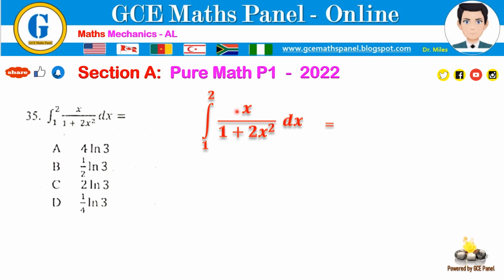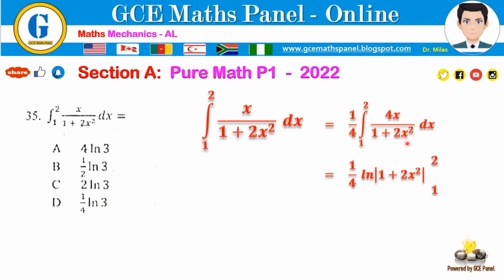So I'll multiply the numerator by 4, and then multiply outside the integral sign by 1/4. So that I've not changed the equation, because 1/4 times 4 is 1. So I've not changed it, right? So now the derivative of this denominator, which is 4x, equals the numerator, I can now apply my ln. So 1/4 ln of the denominator. Now here, if you see, this 1 plus 2x squared is always positive. So this is the place where I can decide not to put the absolute value sign, because 1 plus 2x squared will always be a positive number.